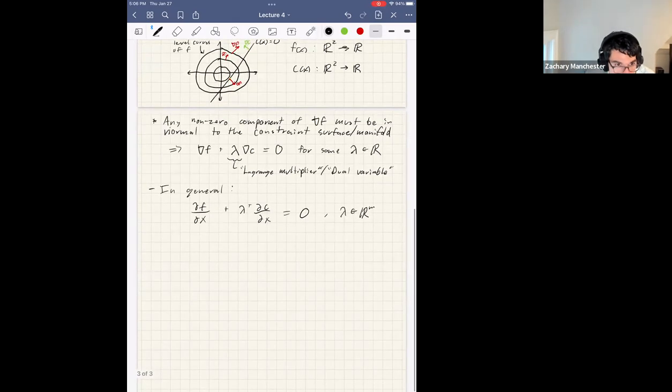Okay, cool. All right, so moving on then. Based on this geometric picture, this parallel gradient idea, we're going to write down a new function.